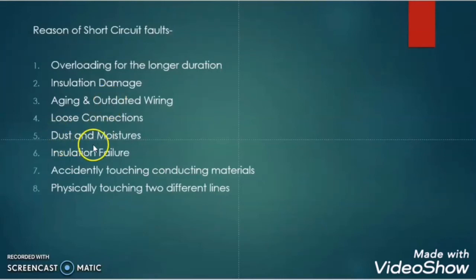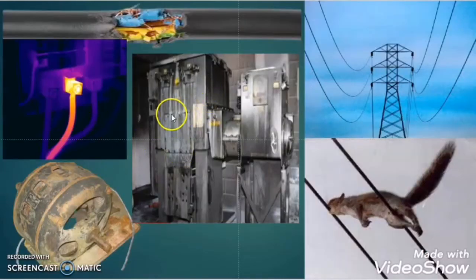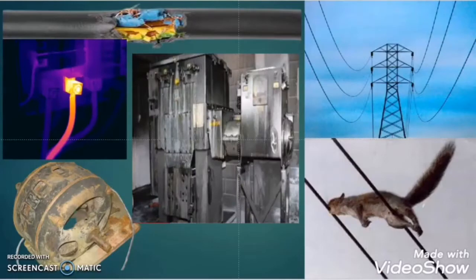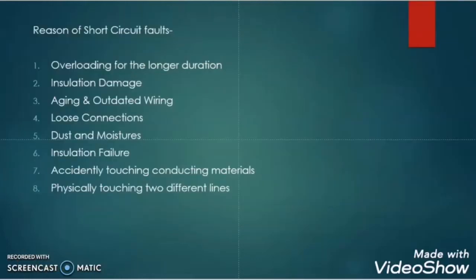The other reason for short circuit fault is dust and moisture. If in your electrical switchyard there is too much dust and moisture, it can also cause a short circuit condition. The other reason is insulation failure. As I told you, when a motor is running at more than its full load current, after a long time the insulation provided in the winding will get damaged due to overheating and cause a short circuit condition in the motor. So insulation failure is also a cause of short circuit fault.